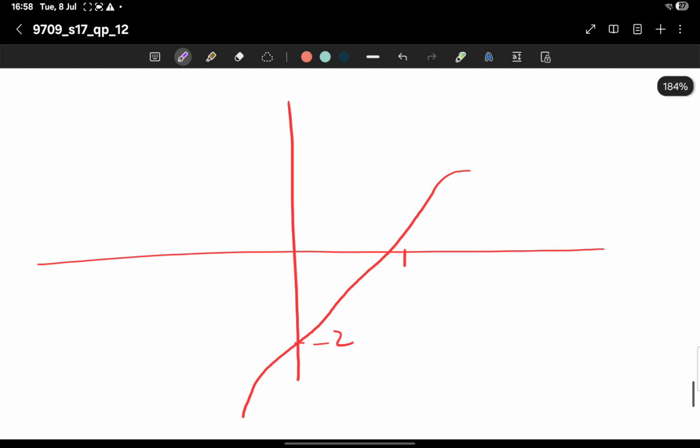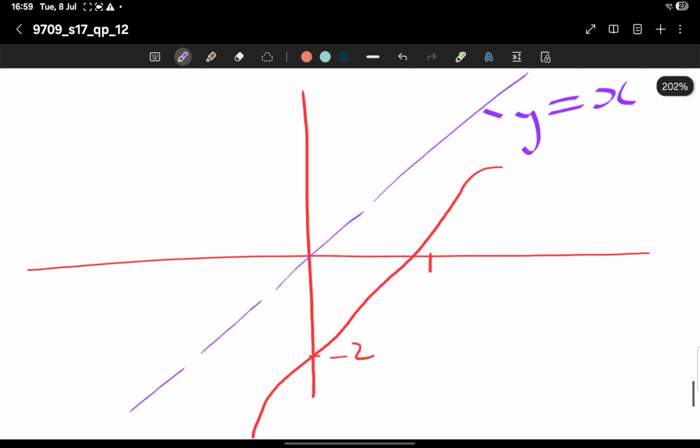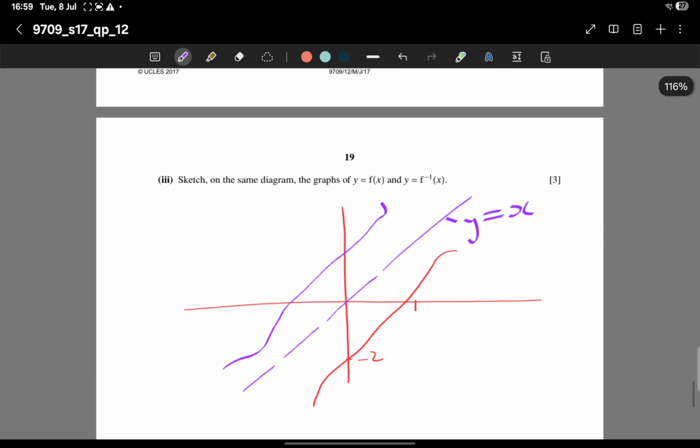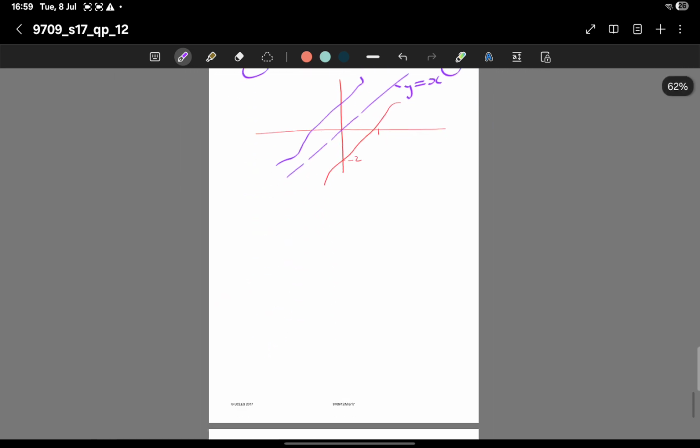What the examiners are looking for is whether you know that it's a reflection in this line y = x, right? So you draw a reflection of your diagram in there, which mine would look something like this, right? And that will be it. You get your 3 marks there, right? It's a sketch, doesn't have to be perfect.